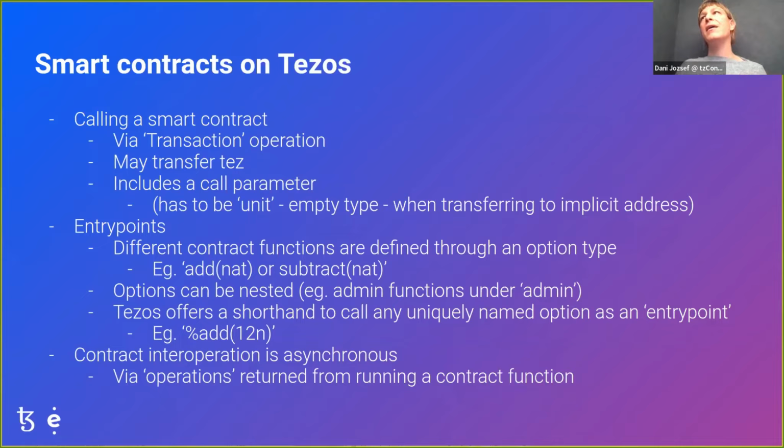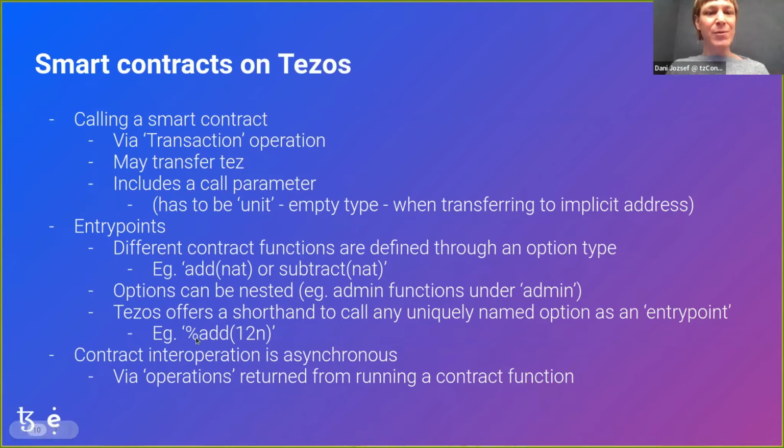So you can have a structure which has all the admin operations, and that is all grouped under an admin leaf, or node, of the tree. So you can have a sort of tree of operations. And Tezos offers a shorthand when a smart contract's call parameter looks like this. This way we can quickly call any uniquely named option of these as an entry point.